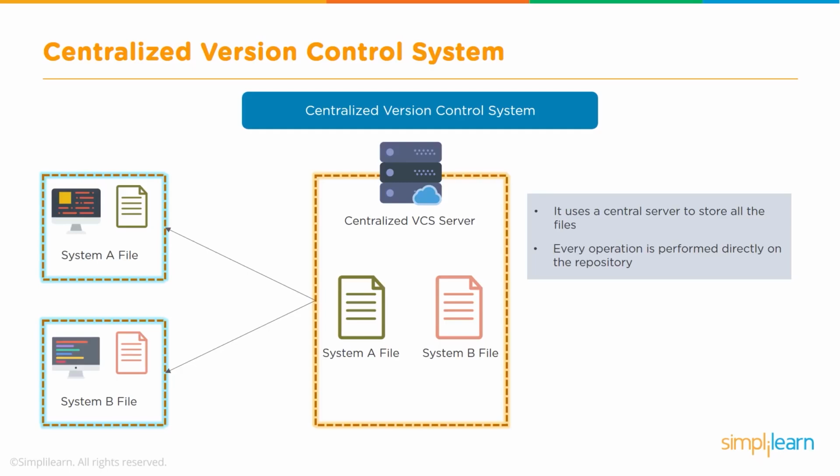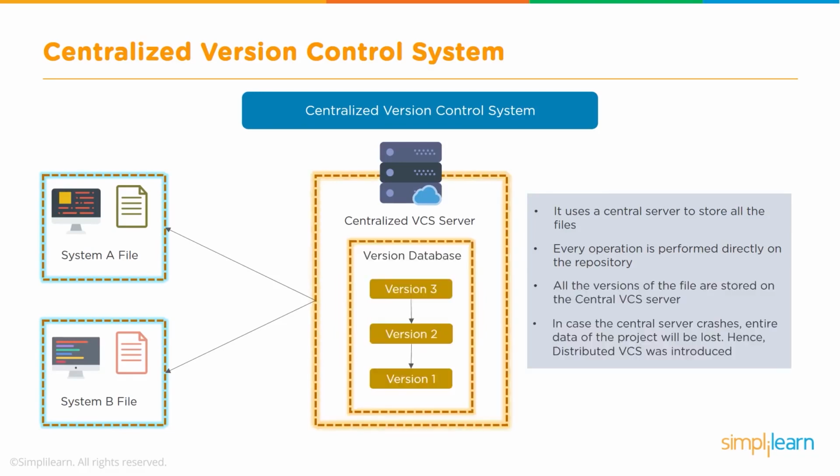A centralized version control system has a central server where all the files are stored, and everybody has to check in and check out from that centralized server, and all of the versions are managed within that server environment. The problem is that if that central server crashes, which doesn't happen very often, but it can happen, you end up losing all of your files.